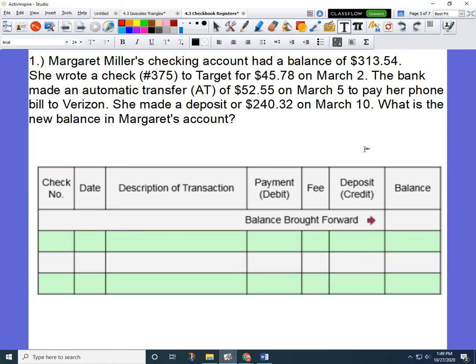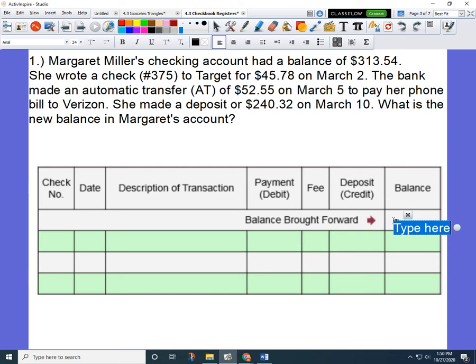So this is what a check register looks like. It's a very small snippet, though. You have to keep in mind these things are multiple lines long, and it's there for you to record months and months and months worth of information. So Margaret Miller's checking account had a balance of $313.54.